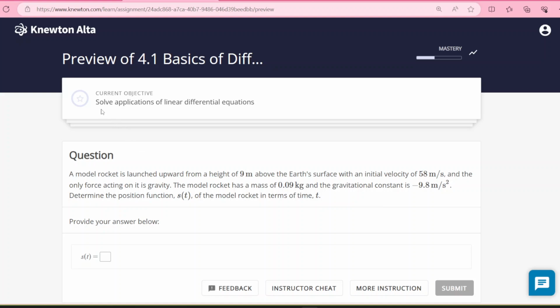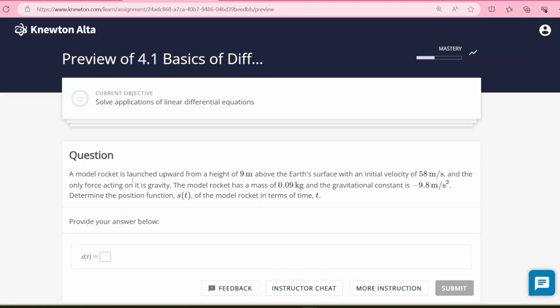So now we're asked to solve applications of linear differential equations. All right, so this looks like a projectile motion application where something's launched or thrown into the air, and it goes up so high and then comes back down, and it's being pulled on by gravity, right? The force of gravity. All right.